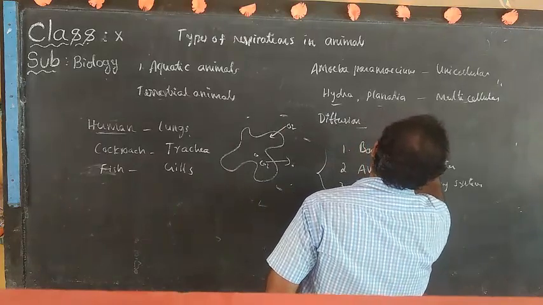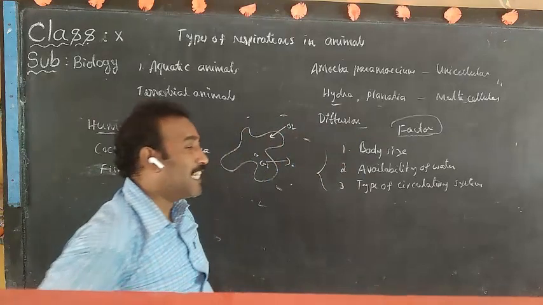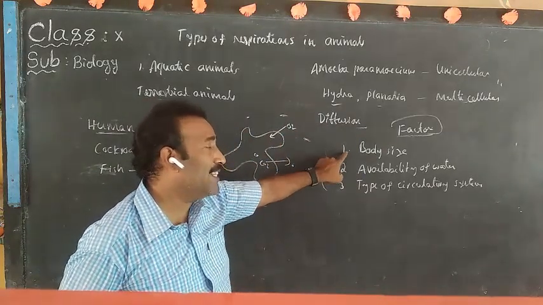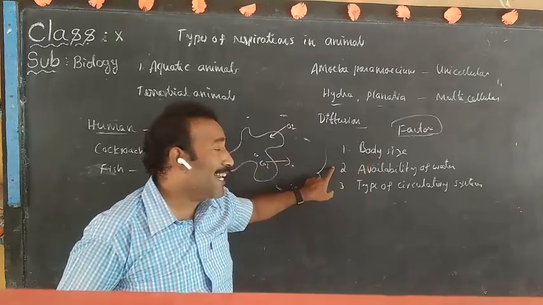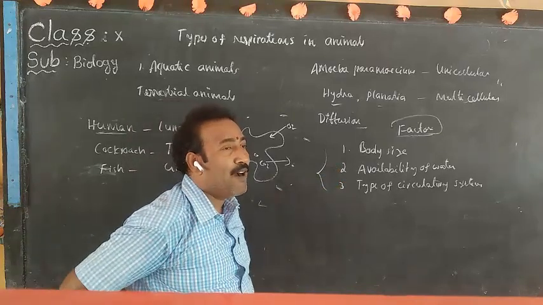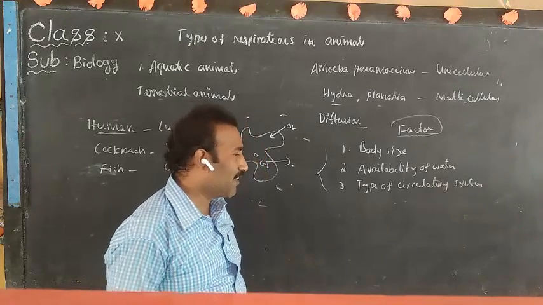What are the factors that determine the type of respiration or the respiratory organs present in the body of an organism? One is the body size of the organism. Second is the availability of water. Third is the type of circulatory system present in the body of the organism.